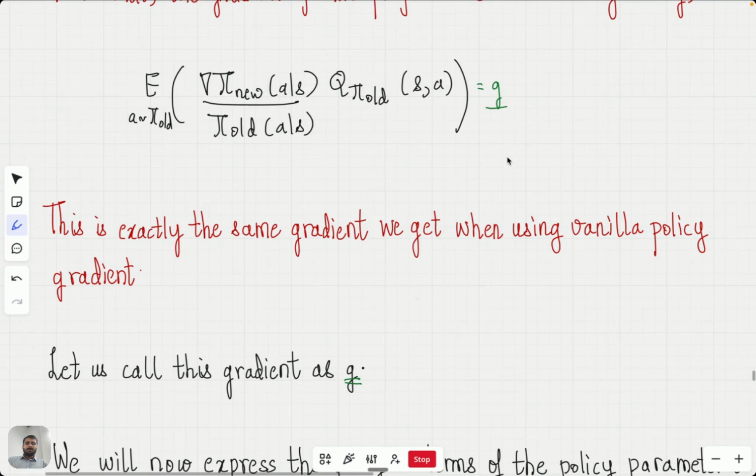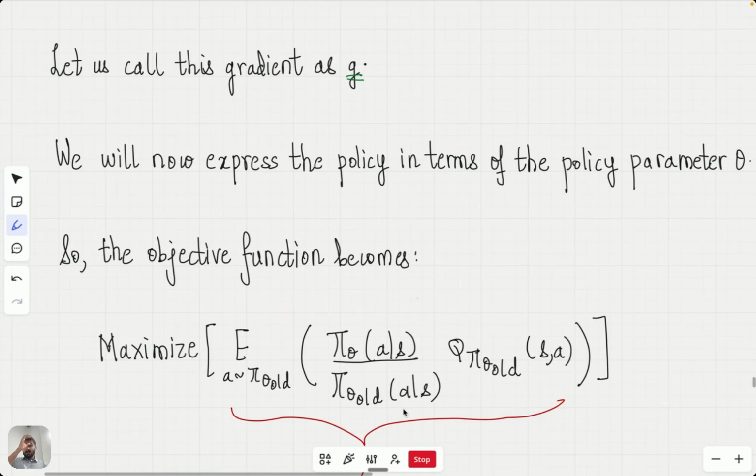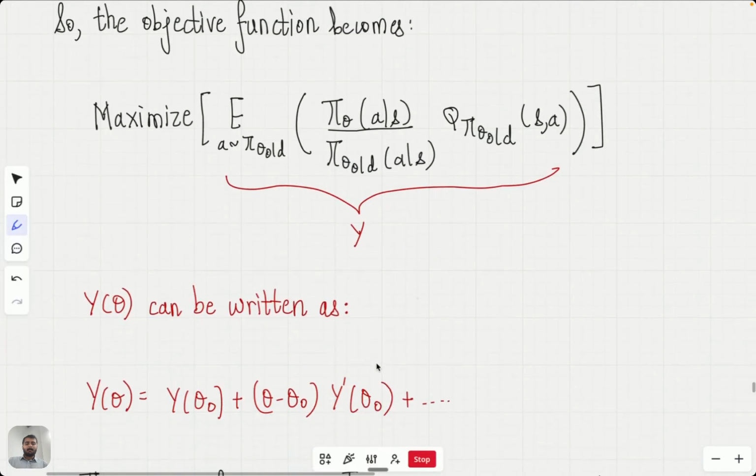Okay, so we will replace the terminology pi new and pi old by pi theta and pi theta old, where theta refers to the new policy and theta old refers to the old policy. The reason we do this is because we assume that the policy is parameterized in terms of theta. So pi new becomes pi theta and pi old becomes pi theta old, where theta old are the old parameters of the parameterized policy. So we want to maximize this, which we call Y.